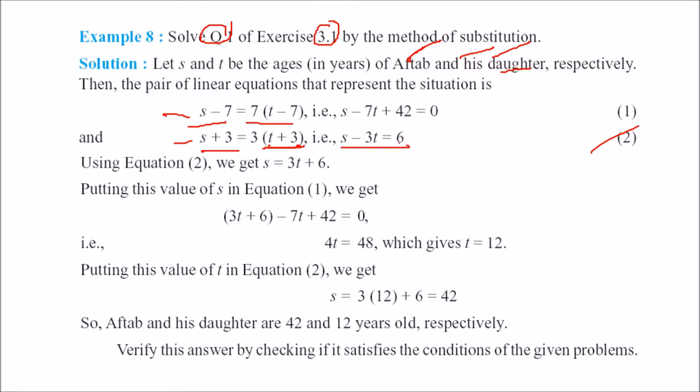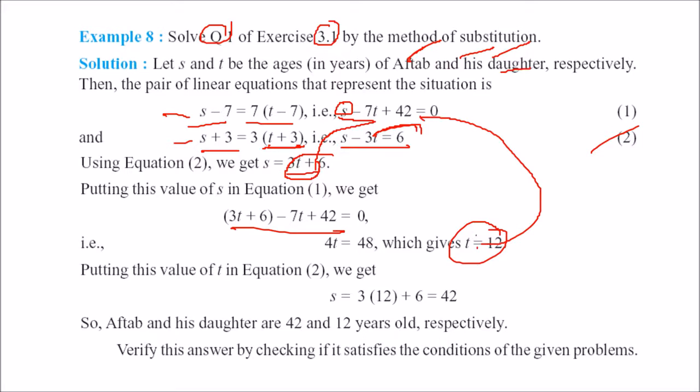So s minus 3t equal to 6. Just transfer 3t here. So you get s as 3t plus 6. This 3t plus 6, place it here in place of s. So solve it, you get t equal to 14. Now you can place it in this also. So this seems quite simpler. So let us place it here. So the ages of Aftab and his daughter are 42 and 12.